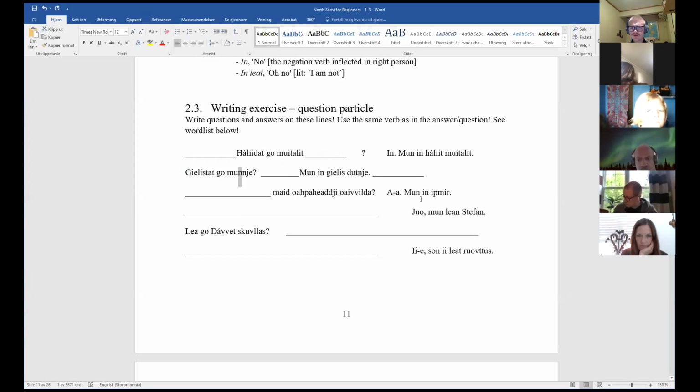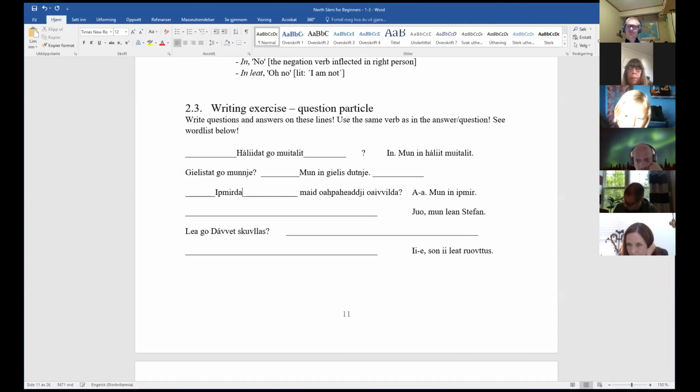Mait oahpahedji oivilta. Mon in ipmir. I don't understand. What could that be, the question? I don't see the chat here. It's a little bit slow now by some reason. Maybe we have to do as somebody suggested, that we put a password next week, because maybe it is safer. Ipmidako mait oahpahedji oivilda. Exactly. Ipmirdako mait oahpahedji oivilda. So this is a way.